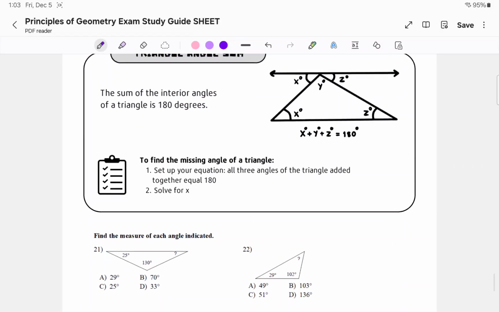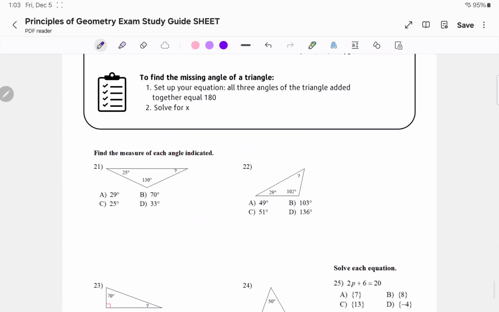All right, so triangle angle sum, just to review that, it's that all of the angles of a triangle always add up to 180 degrees. So how we do this is we're going to set up our equation so that all three angles, my unknown, my question mark, is going to be x plus 25 plus 130 is going to equal 180.